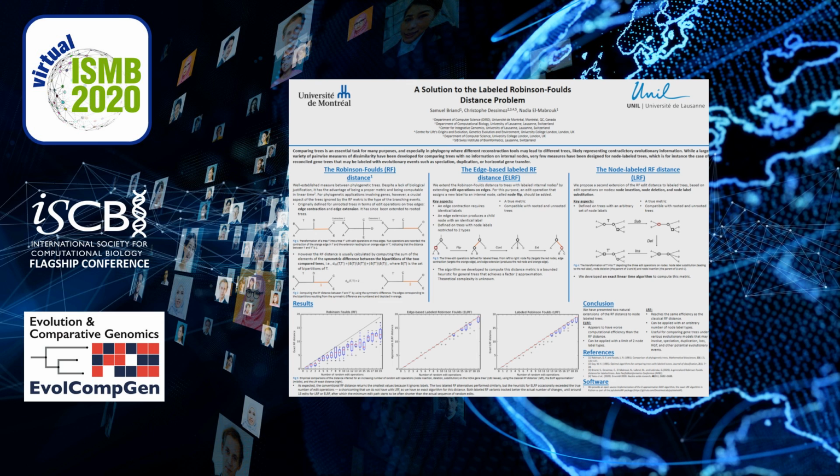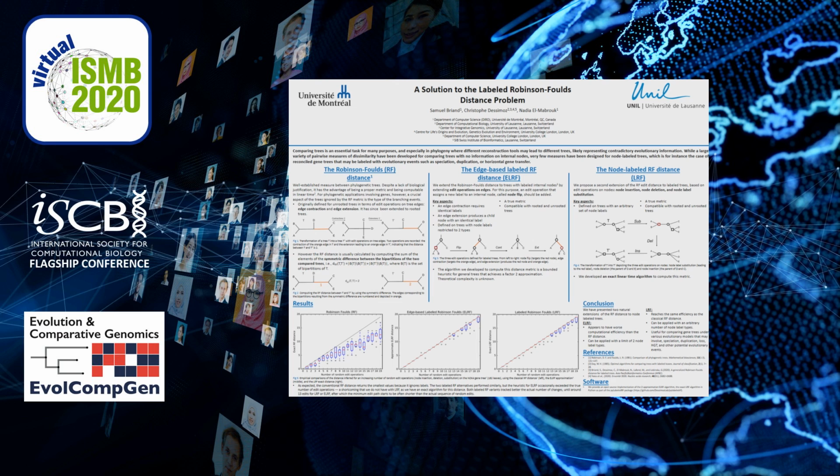Our first extension of the Robinson-Foulds distance to trees with labeled internal nodes was done by extending the Robinson-Foulds edit operations on edges. For this purpose, an edit operation that assigns a new label to an internal node called node flip was added. Additionally, an edge contraction now requires identical labels. Moreover, an edge extension now produces a child node with an identical label, preserving the requirements for a metric. Moreover, the edge-based labeled Robinson-Foulds distance is defined for rooted and unrooted trees, with node labels restricted to 2 types.